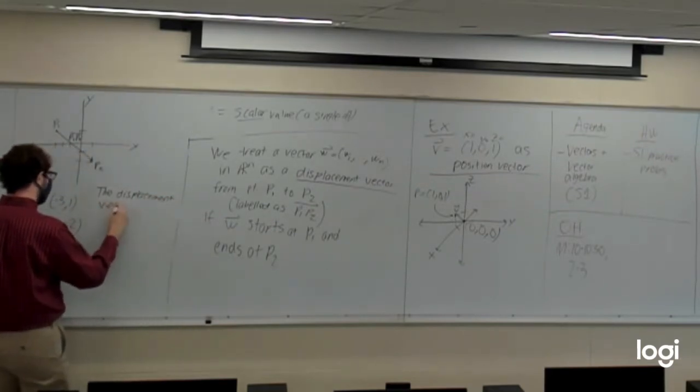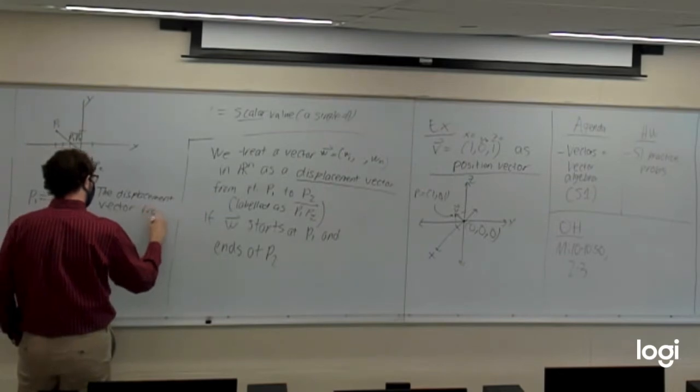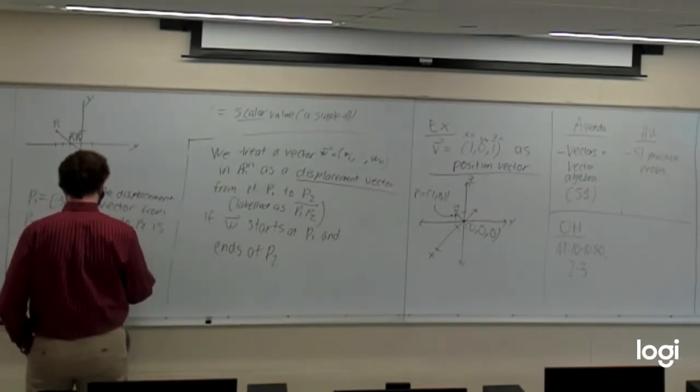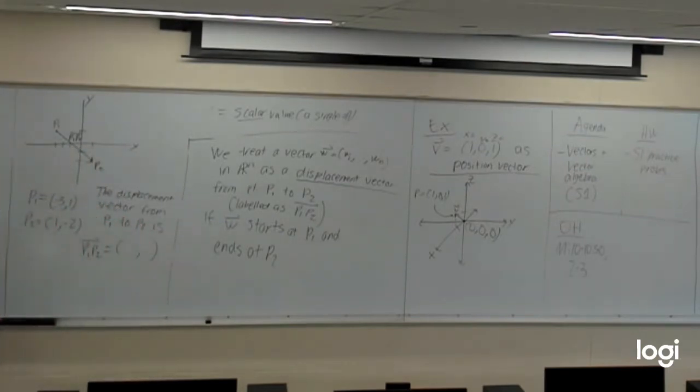So the displacement vector from P1 to P2 is going to be the vector P1P2, which we can talk about having two coordinates to it. What should I put in the blank here? If P1 is at (-3, 1) and P2 is at (1, -2), what's going to need to be the coordinates of that vector, a vector that if we started at P1 and traveled out by this amount, is going to end us up at the point P2?